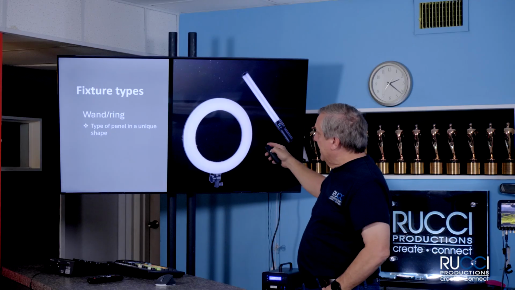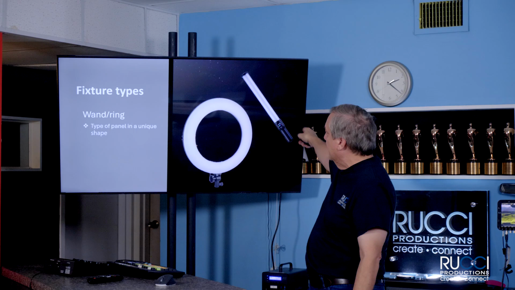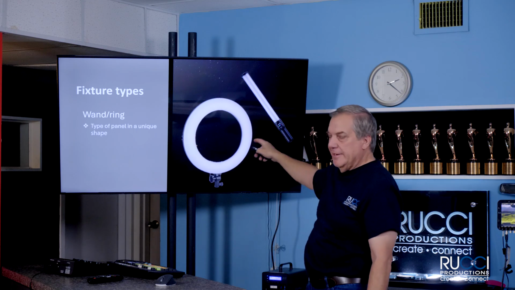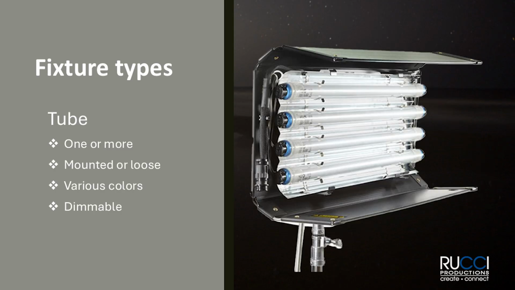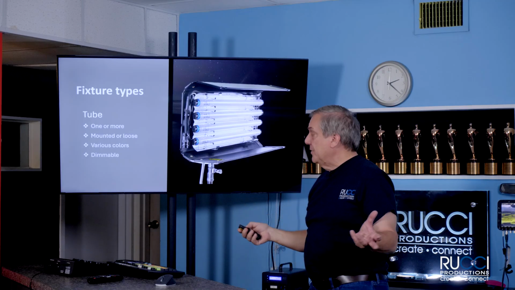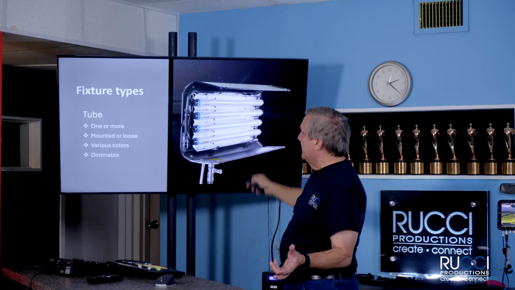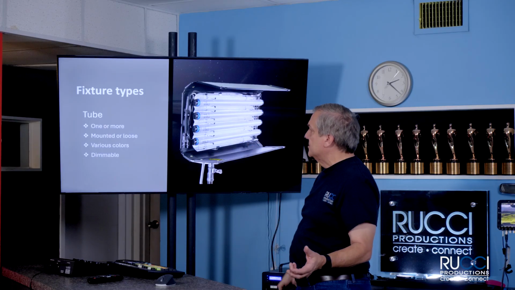These are kind of a variation on the panel light, just in different shapes. You'll have a little wand or a ring or various kinds of things like that. They're the same type of technology generally, but with unique shapes for certain purposes. And then there are lights that are tubes. They can be just a loose tube, and those are pretty useful for a lot of things, or they can be in a fixture like this. They can be different colors, and they can be mixed and matched.